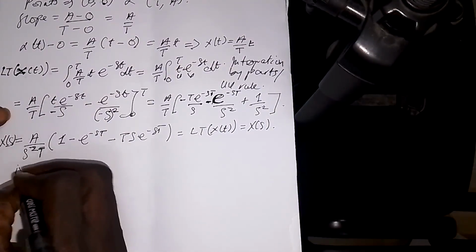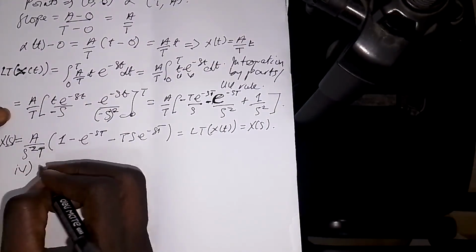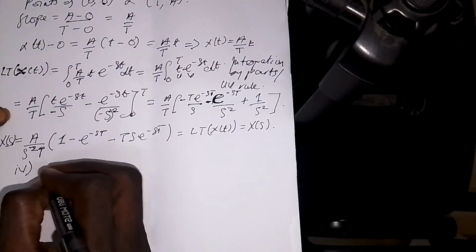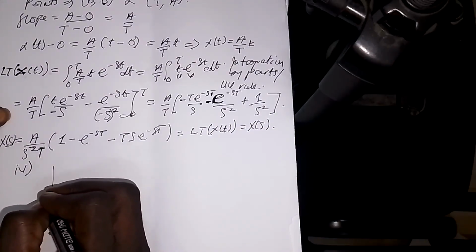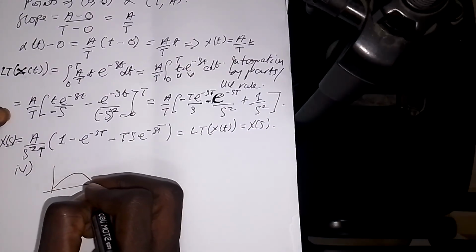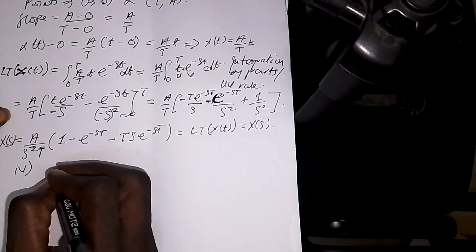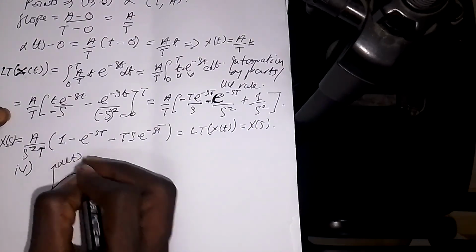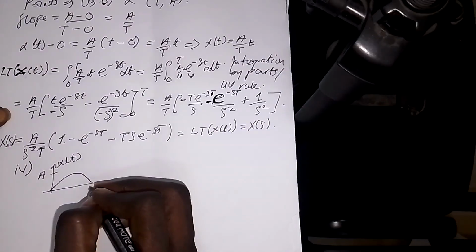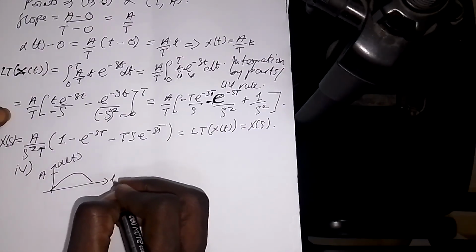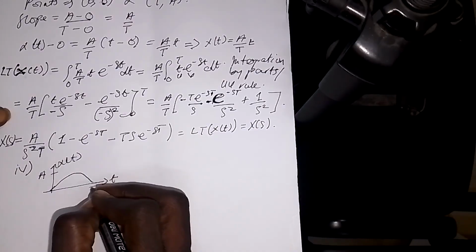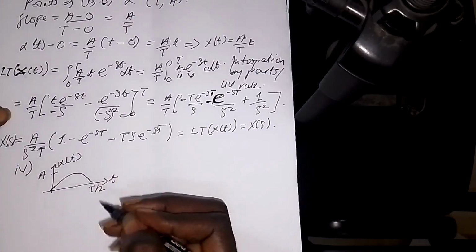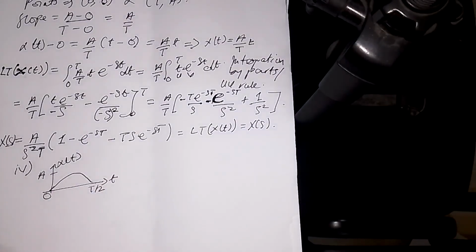Now, our last question in this lecture is going to be IV, which is particularly this function. Here x of t, and here is a, and then here is t, and then here is t on 2, and here is 0. So this particular function.